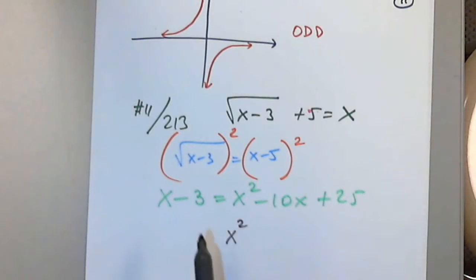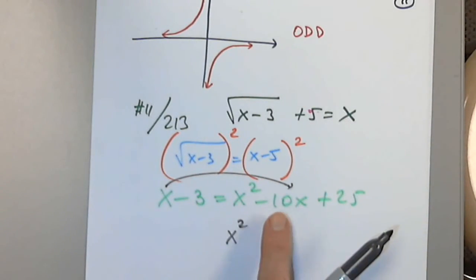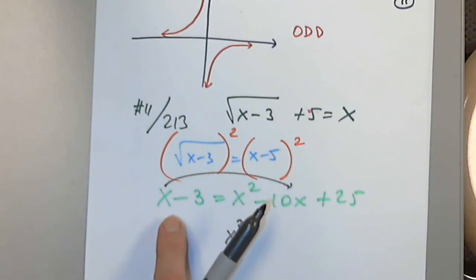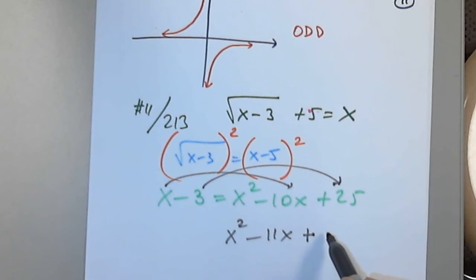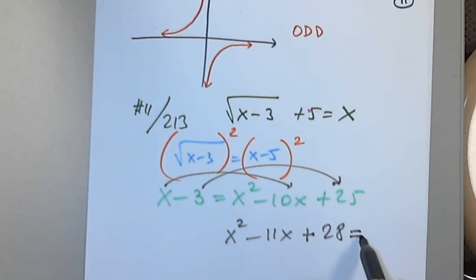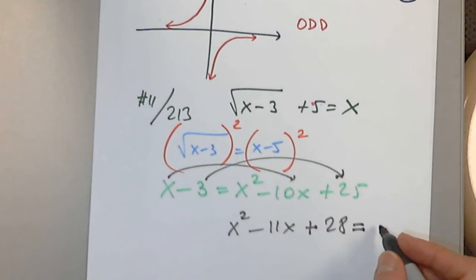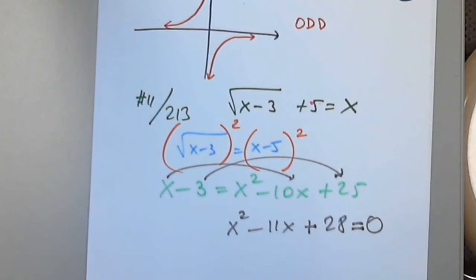So I have x squared. I am bringing it to negative 10x. I am bringing 11x, indeed. And then I'm adding 3 to both sides. 28. And if I forget the equal symbol and 0, then I mess up the problem. Good. Perfect. So now what?